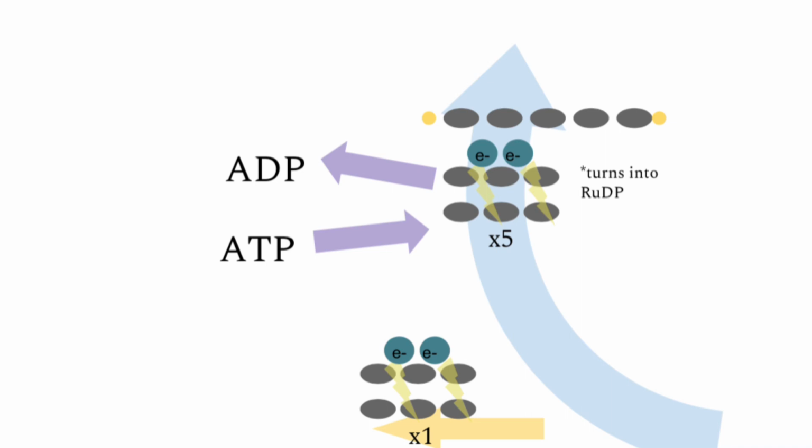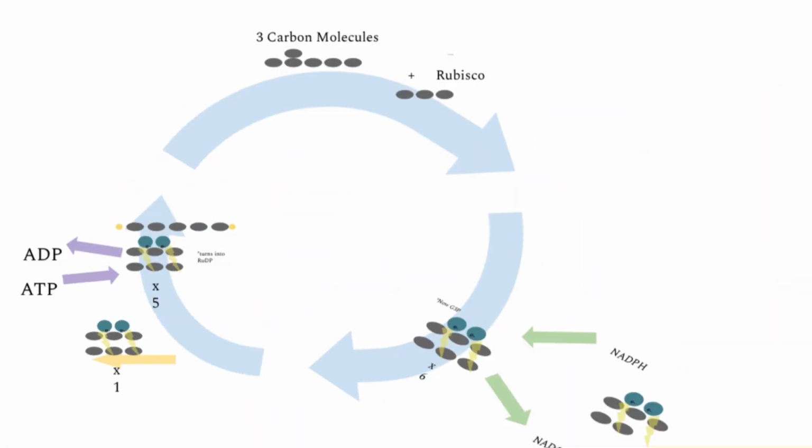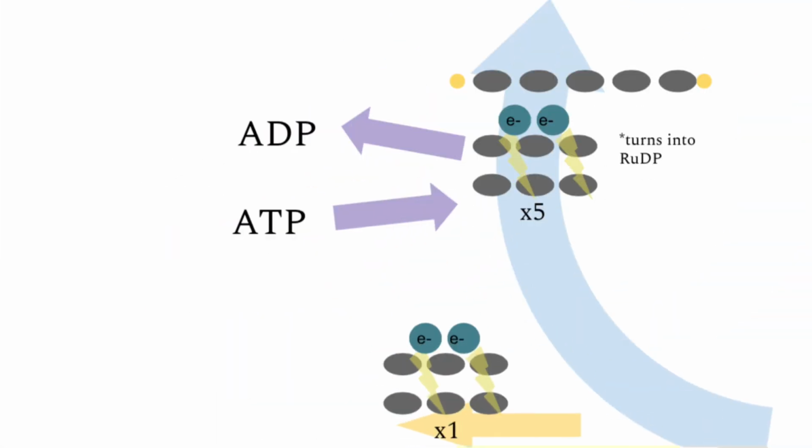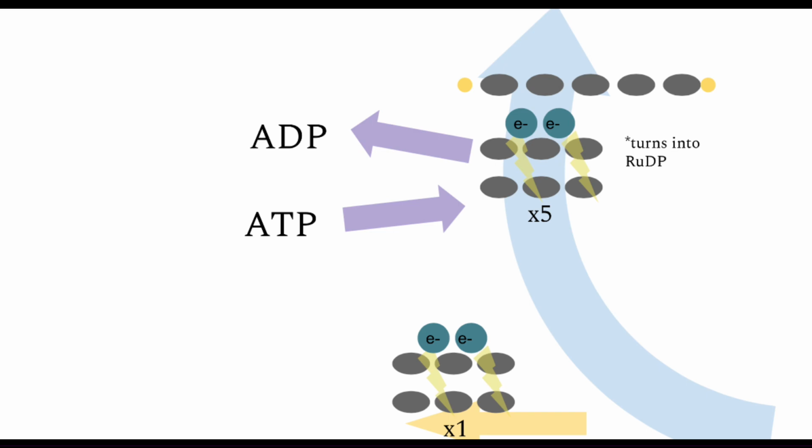The rest of the G3P molecules then move on to the third part of this process, which is the regeneration, in which ATP once again gives the G3P molecules energy to convert into RuBP. RuBP is needed in order to keep this process functioning. In order to create glucose, this process needs to happen twice.